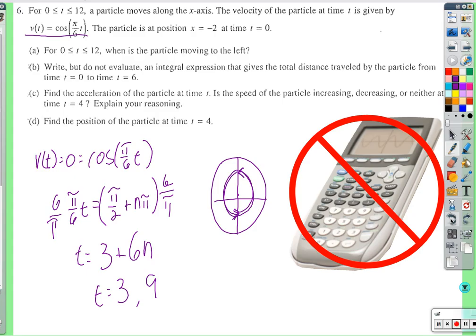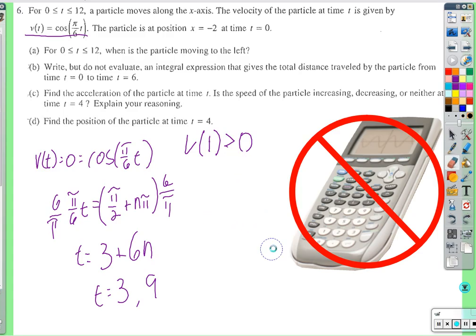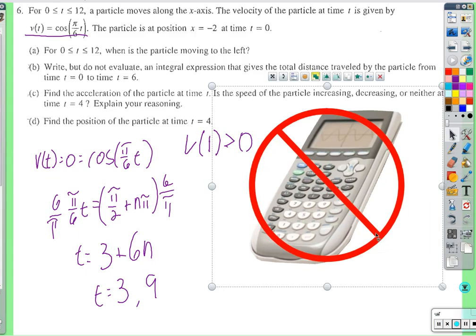So you just got to try it out. This is the velocity function. We plug in something between 0 and 3, like 1, that would be very easy. So 1, that's the cosine of pi over 6, so v of 1 is positive or negative? Cosine of pi over 6 is positive, so it's greater than 0, so that's not a value that we're interested in, because we want to know when it's moving negative, to the left.